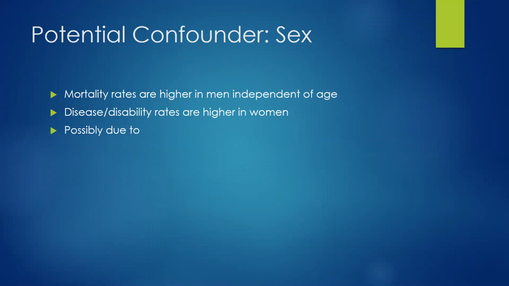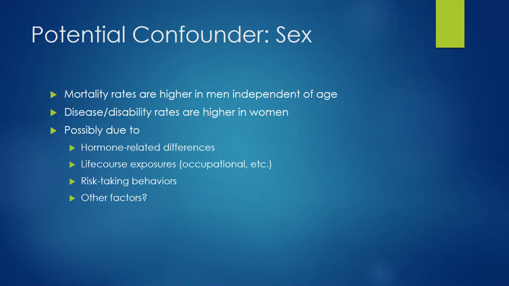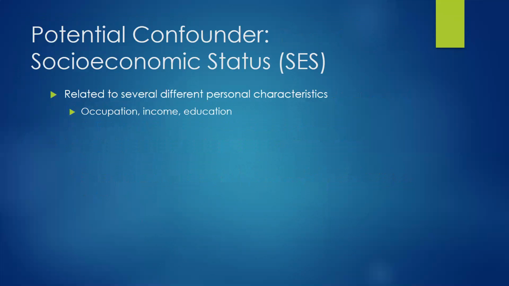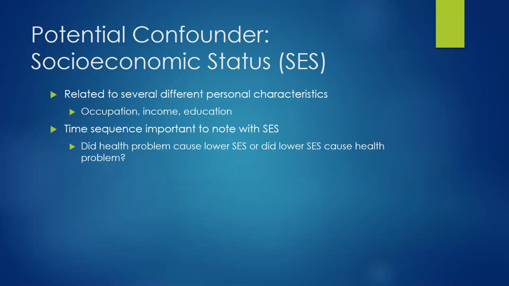Other potential confounders that we often think about are sex. This could be because of biologic reasons or social reasons. Race and ethnicity is another one, particularly in the US, that we look at. Again, this is largely a social construct, but it is a reflection of other underlying characteristics like inequity in access to care or wealth. Socioeconomic status is another potential confounder that you'd want to consider adjusting for when you're comparing the health of populations. It's related to lots of different things, including occupation, income, and education.